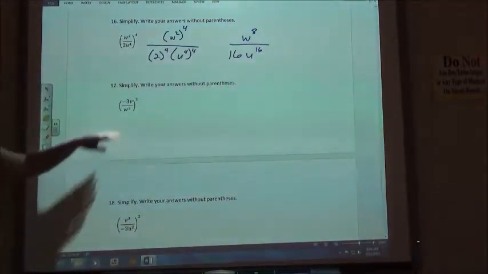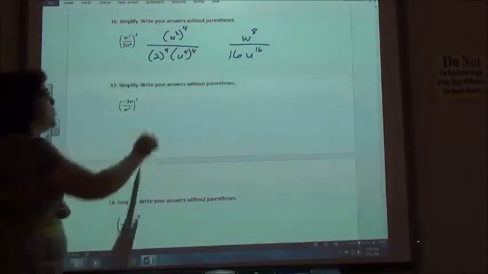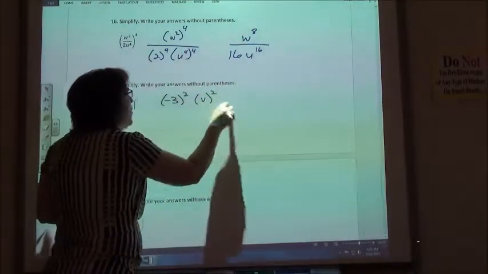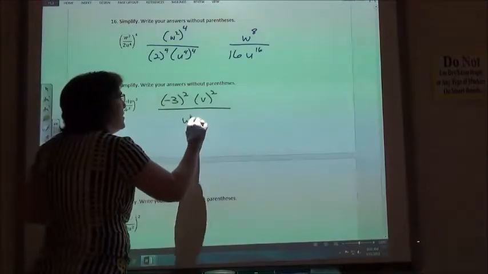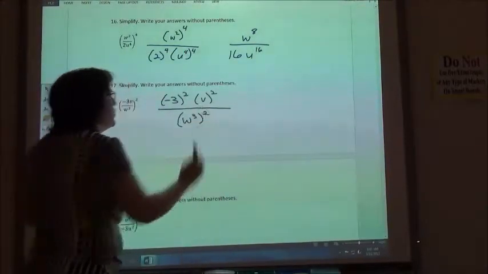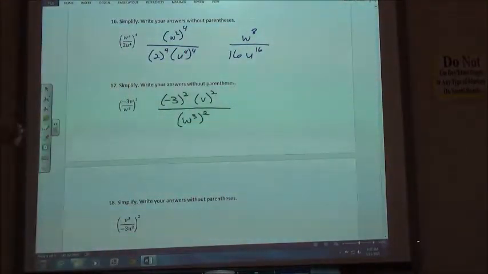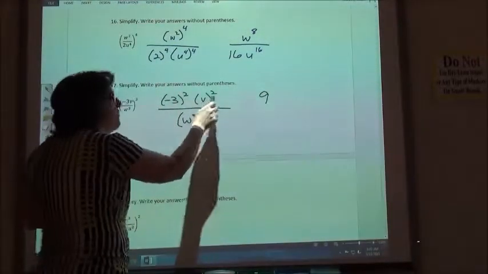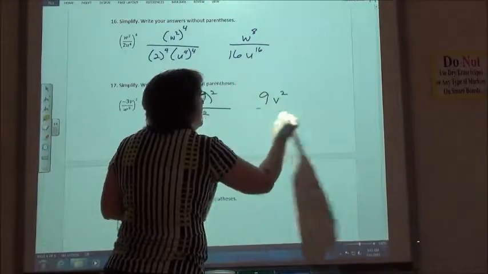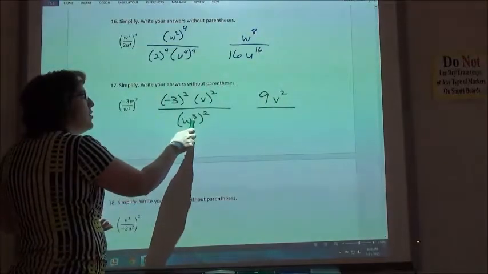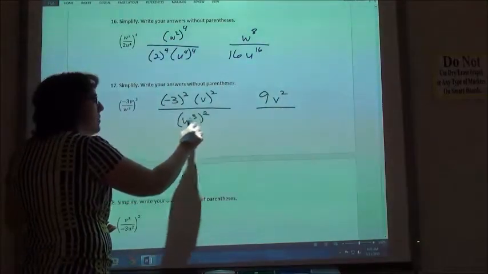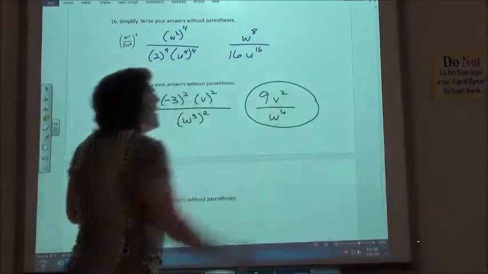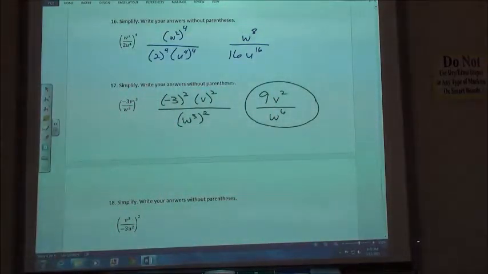17, same kind of thing. I'm taking negative 3 and I'm going to square it first. Then I have a v that I have to square. And then on the bottom, w to the 3rd that I'm going to square. So negative 3 times negative 3 would give me positive 9. Then I have v squared. On the bottom, w to the 3rd squared. I multiply my exponents, so w to the 6th power. So 9v squared over w to the 6th power.